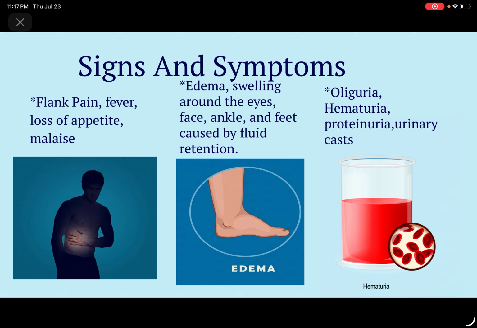Common symptoms include swelling around the eyes, the face, ankles, and feet, the presence of blood in urine, protein in urine, decreased urine output, flank pain, fever, loss of appetite, fatigue. These symptoms happen because the kidneys are no longer filtering blood effectively.